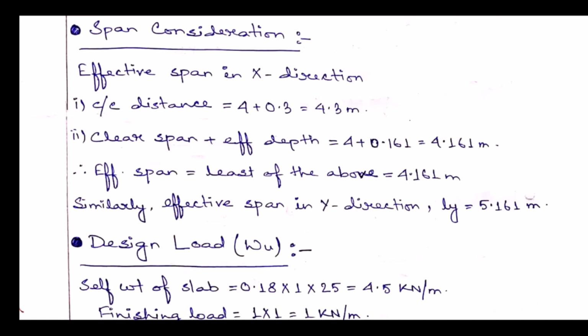From these two, the lesser will be accepted. Therefore, effective span is equal to least of the above, that is equal to 4.161 meter. Similarly, the effective span in y direction Ly is equal to 5.161 meter.